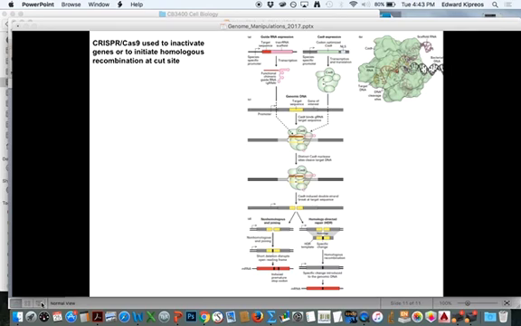I could cut this one here. I could cut it here, and I could come in with homology arms over here and over here to delete this whole thing, or I could put in another thing. So I can start moving things around. Wherever I put the homology arm, it's going to recombine in, and I'll put in whatever I want in between. So it's very powerful in terms of manipulating the genome.